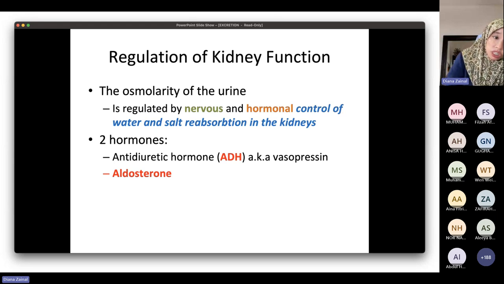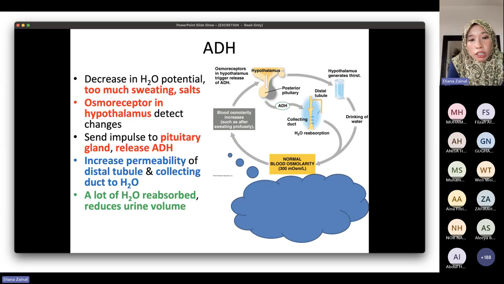Okay, which is the anti-diuretic hormone, ataupun kita panggil ADH. Another word, it can be vasopressin. Yeah, kalau you nampak perkataan vasopressin, you cakap, alamak benda ni. It's actually ADH je, okay? And then the other one is aldosterone.